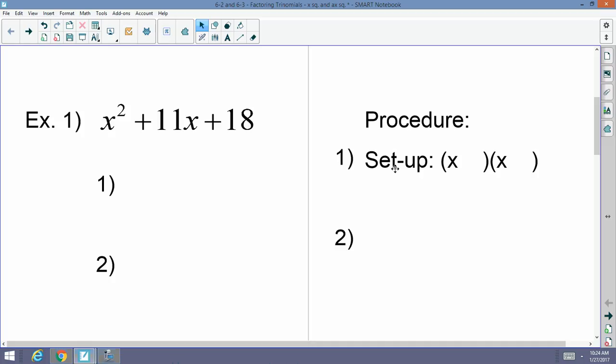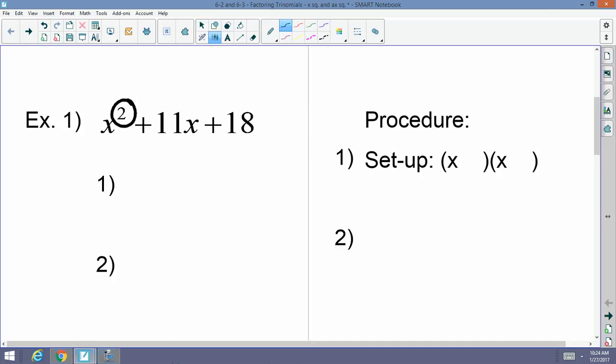Now, why did I put x and x? This is a power of 2 here, right, guys? What's half of 2? 1. Well, what's x times x? What do you do with the exponents? Add them. So doesn't x times x give you that x squared? That's where that comes from.